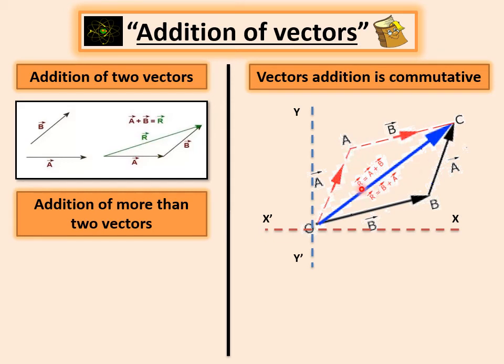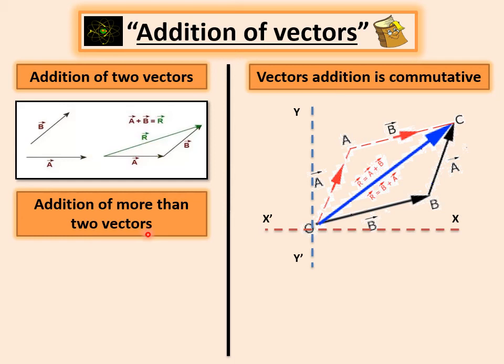represents the vector R. ओके, तो सिंपल एडिशन ऑफ वेक्टर हमारे कम्यूटेटिव लॉ को फॉलो करती है, ठीक है, जो हमें कुछ इस फॉर्म में रिप्रेजेंट होता है, A प्लस B इज इक्वल टू B प्लस A. नाउ एडिशन ऑफ मोर देन टू वेक्टर्स.